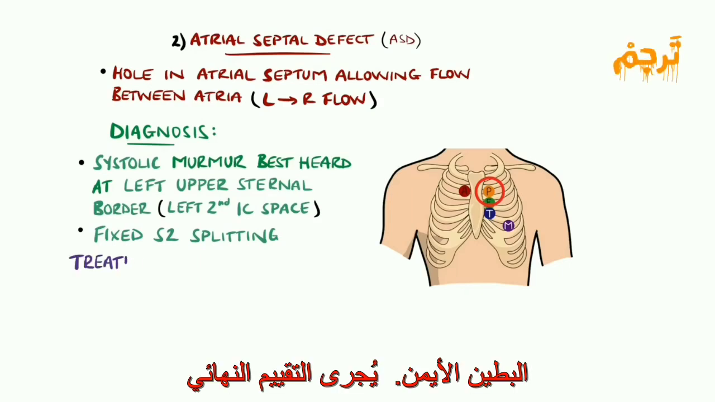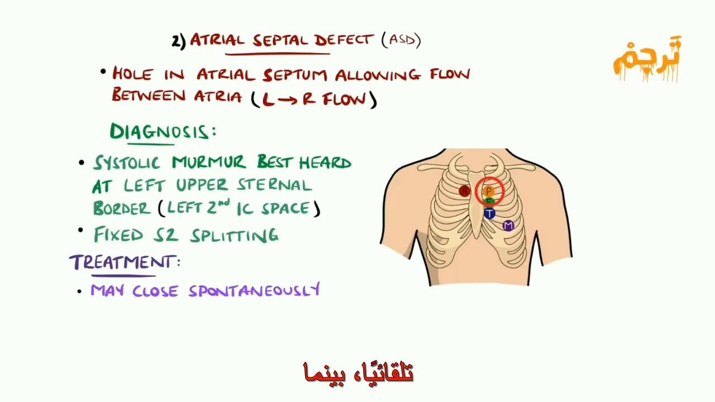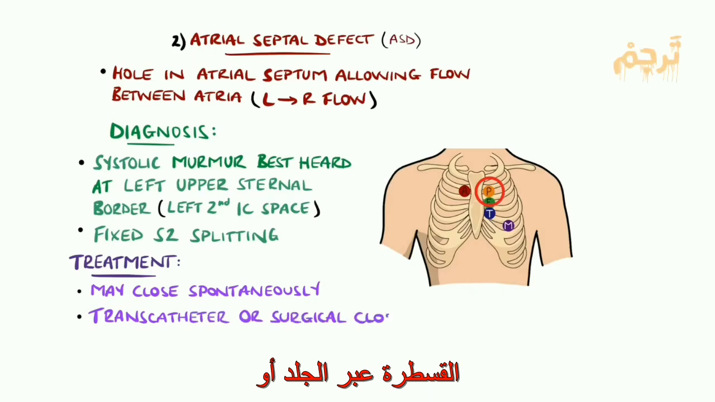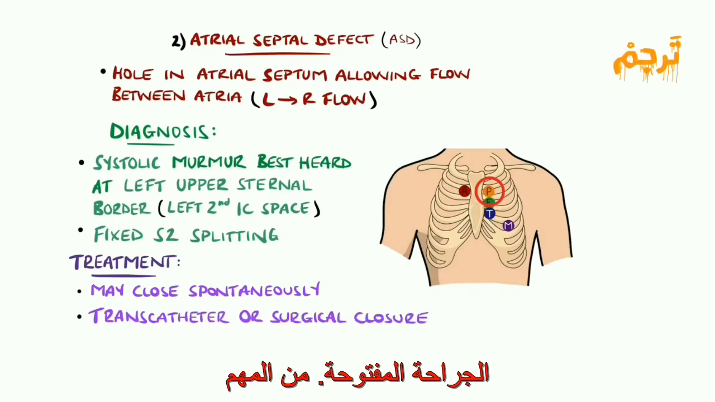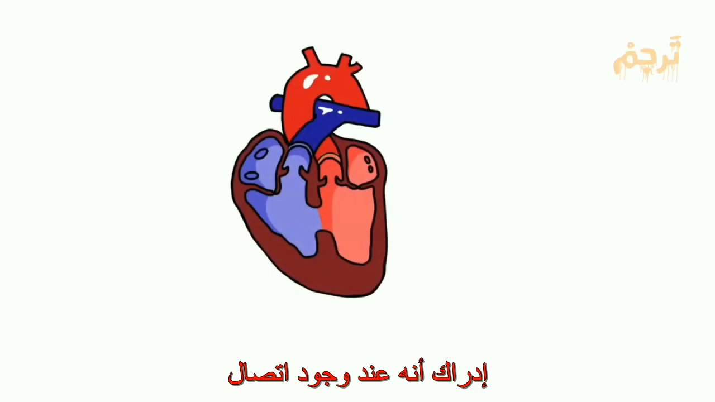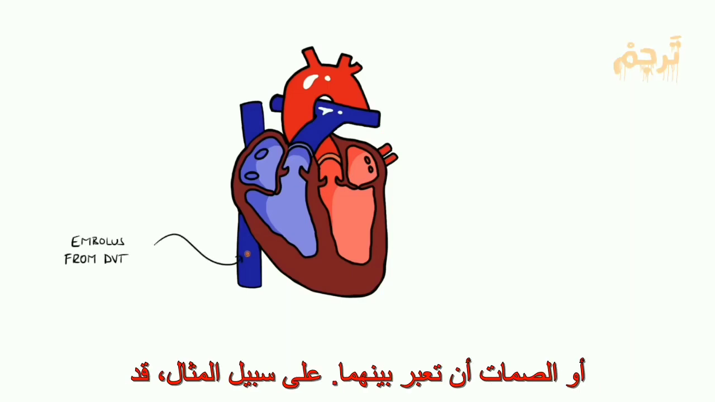Definitive evaluation is done with echocardiography. In some cases, ASDs will close spontaneously, while others will require closure, such as with percutaneous transvenous catheters or through open surgery. An important point to realize: when there is a connection between the left and the right sides of the heart directly, is that blood clots or emboli can cross them.